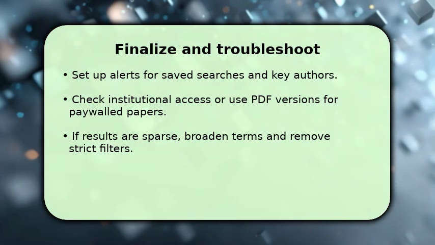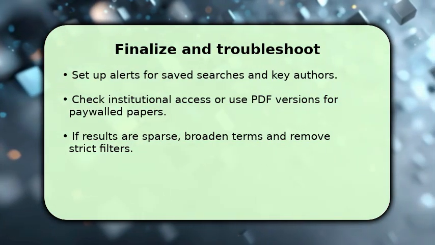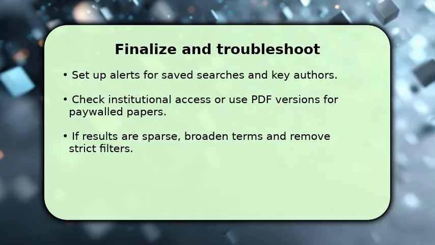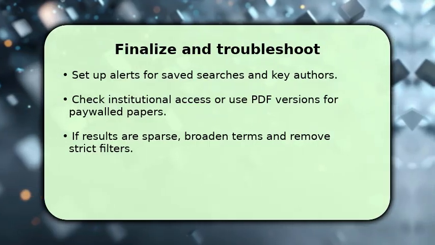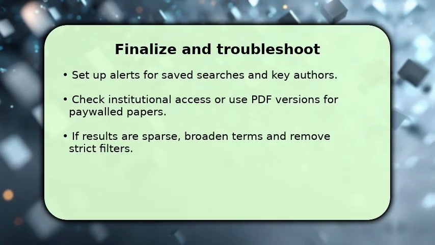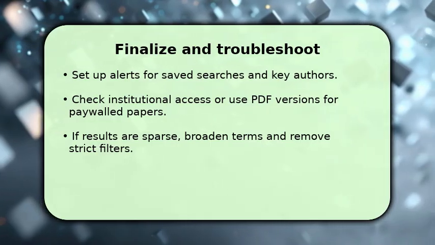Finally, set up alerts for your saved searches and key authors so new work arrives automatically. Once done, verify institutional access if a paper is behind a paywall. Use the Versions link or your library link resolver to find PDFs.